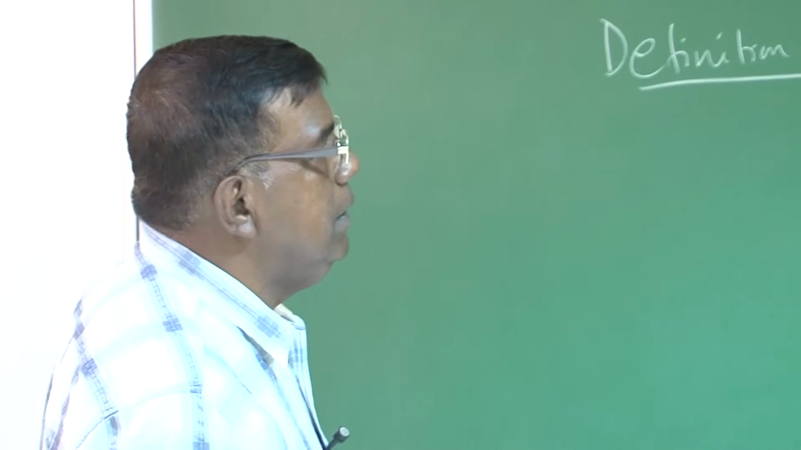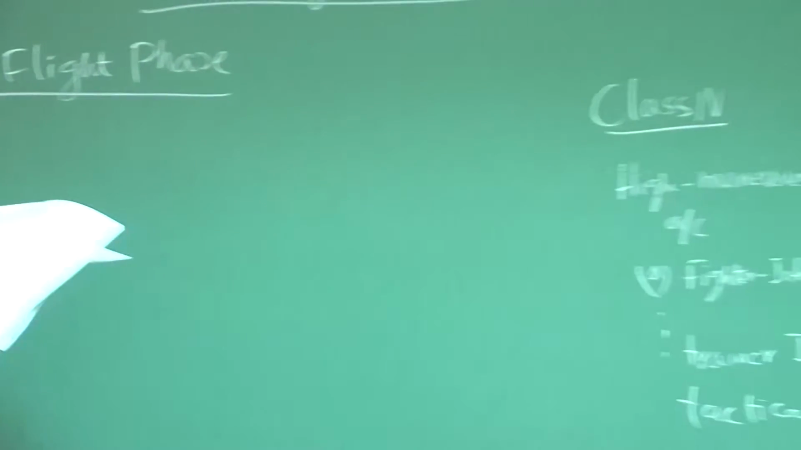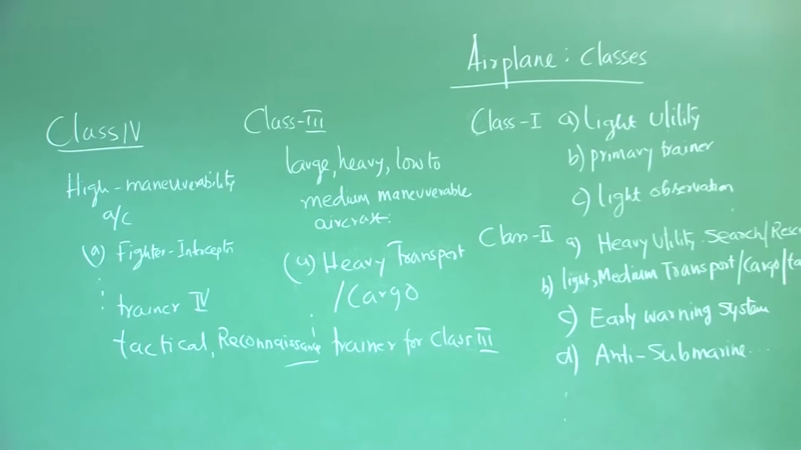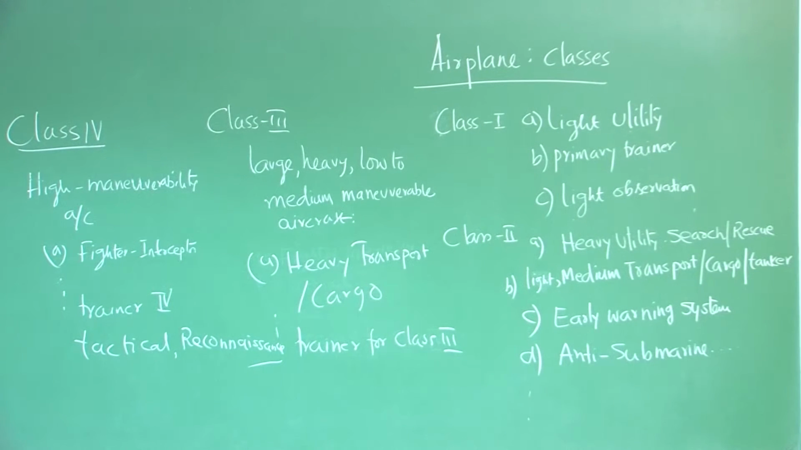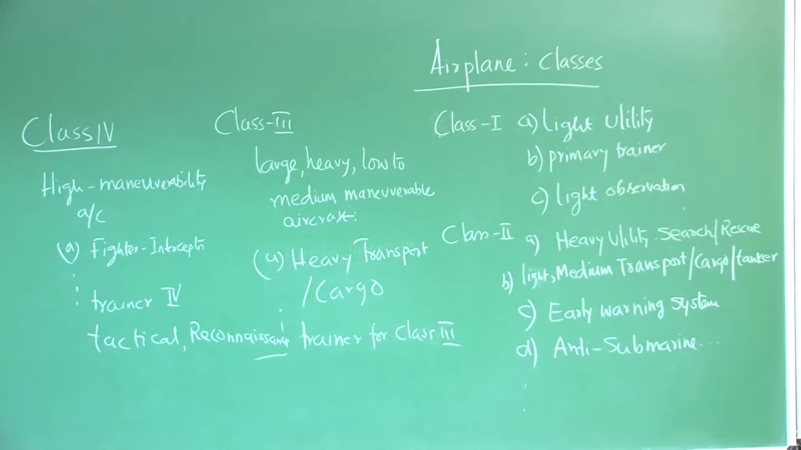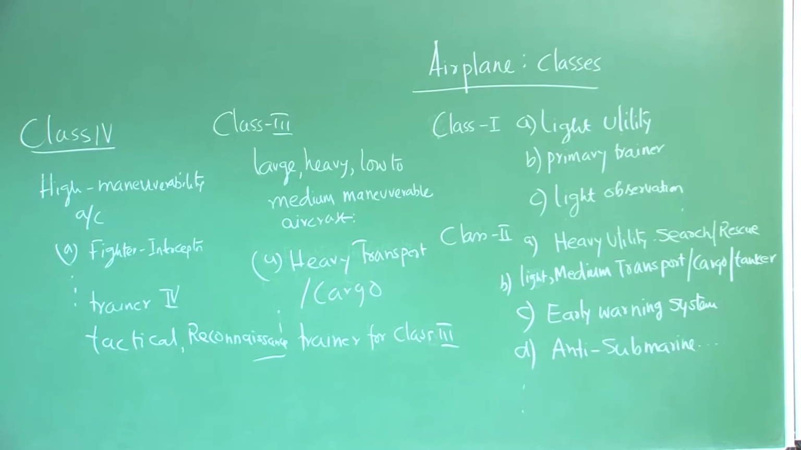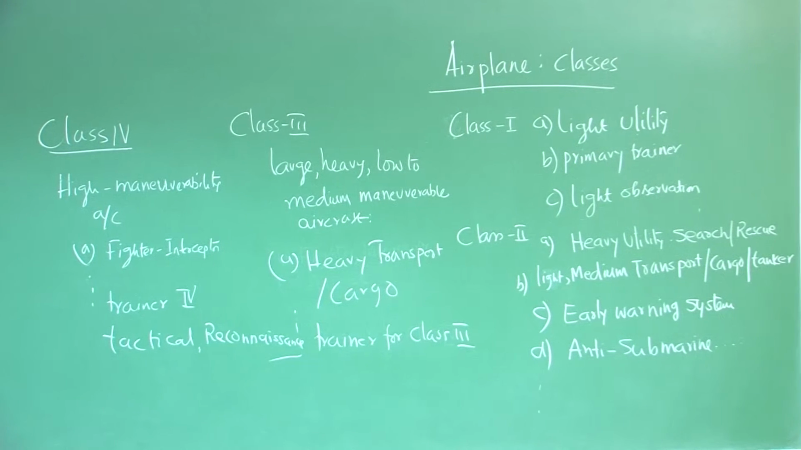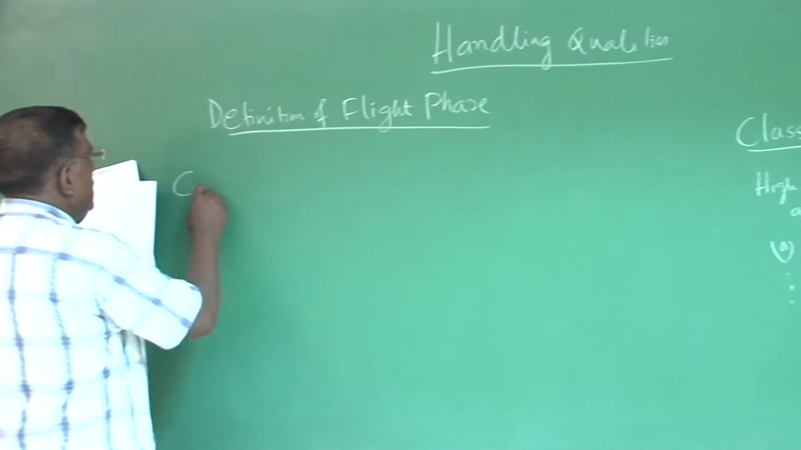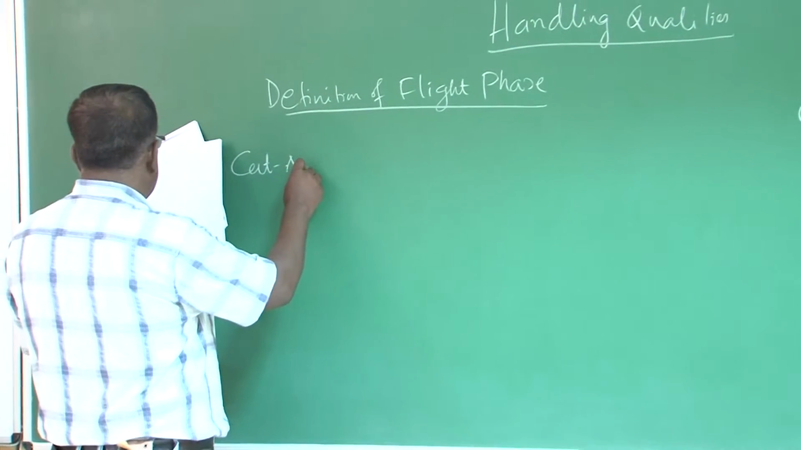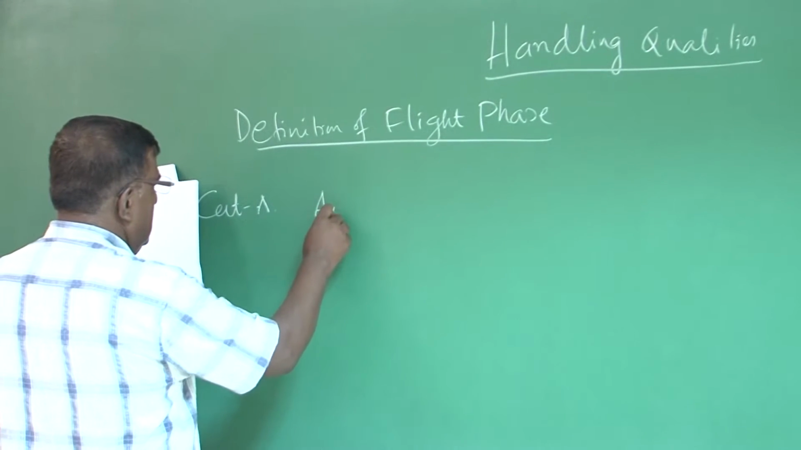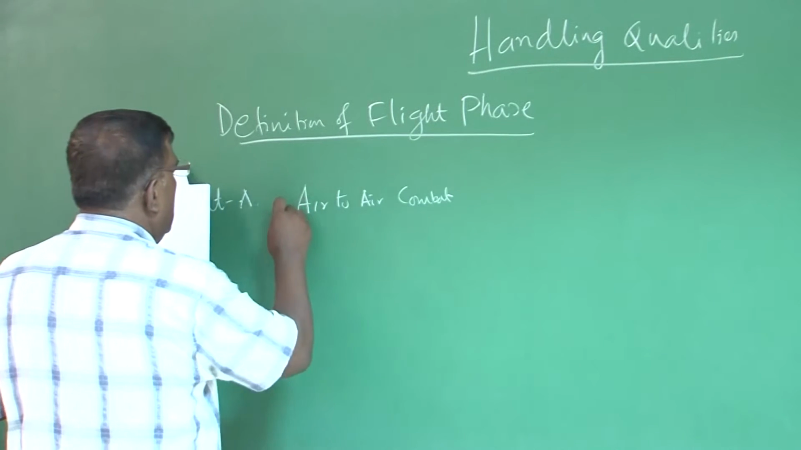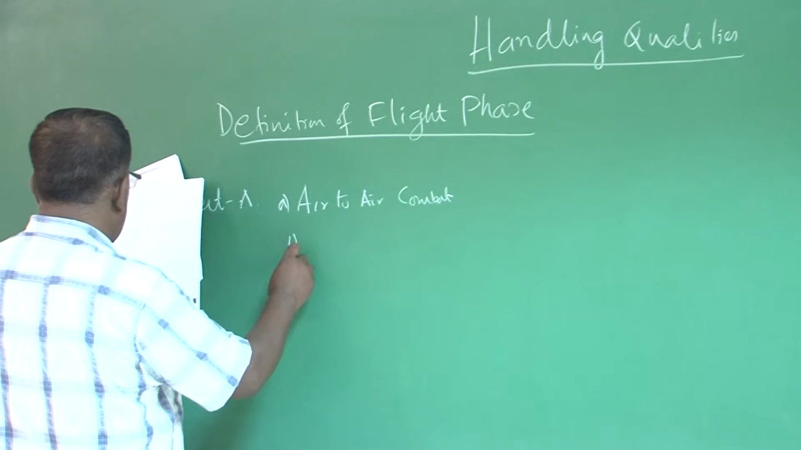After the classification based on the type of aircraft, we are now discussing the definition of flight phase, because for all these handling qualities, it is not only important whether it is a light utility aircraft or a high maneuverability aircraft; we need to know about the flight phase and how they are characterized. That I am now going to list out. Category A is air to air combat. Then B, I am listing a few of them: ground attack.